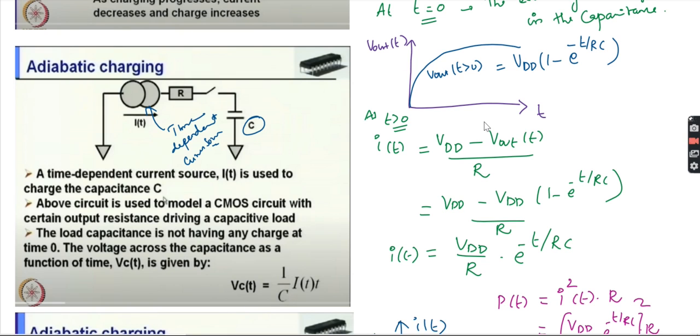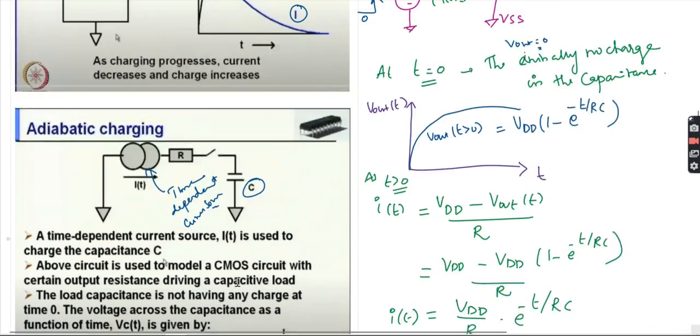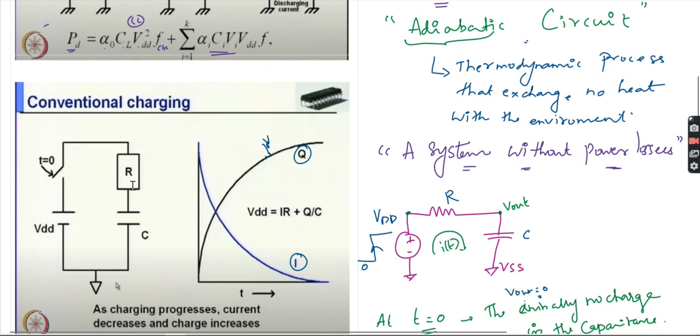This circuit will be used to model a CMOS circuit with the output resistance to drive the capacitive load. We have seen a similar circuit here also. This is the simple concept I have shown: energy dissipation is independent of R. So now we can see the adiabatic charging. This is your conventional charging.